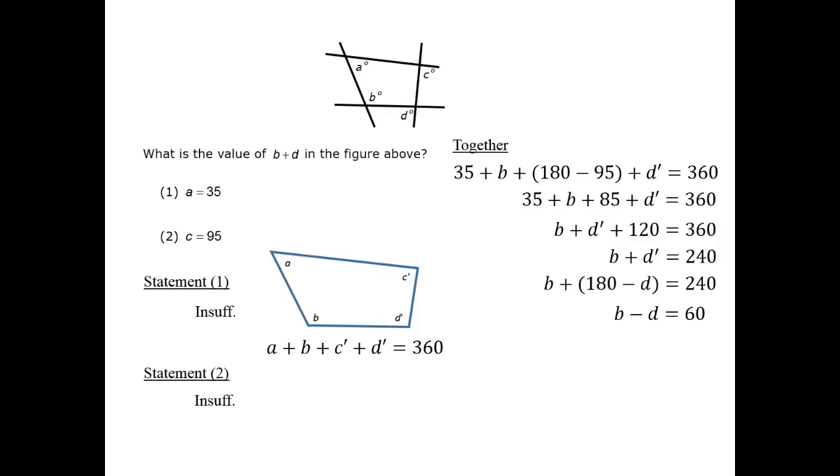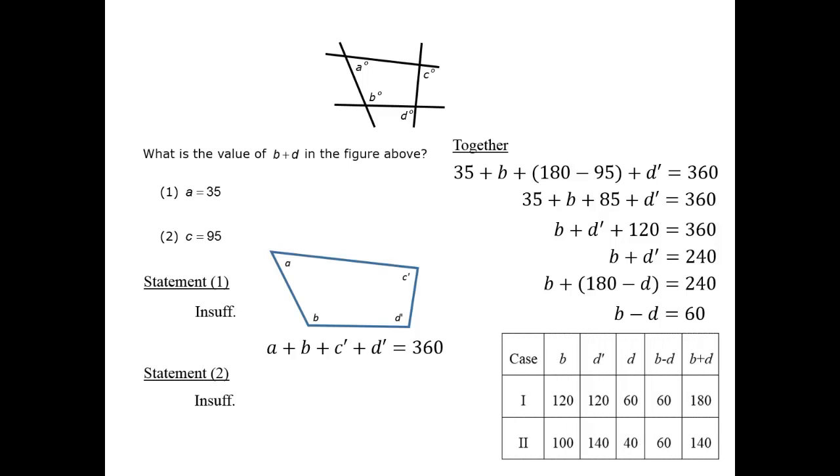Therefore, we're going to have insufficient information. We can demonstrate this definitively by analyzing cases. In these cases here, we see that B minus D is invariant, but B plus D does change. Statement 2 is insufficient, Statement 1 is insufficient, and altogether, we still have insufficient information. Therefore, the correct answer is E.